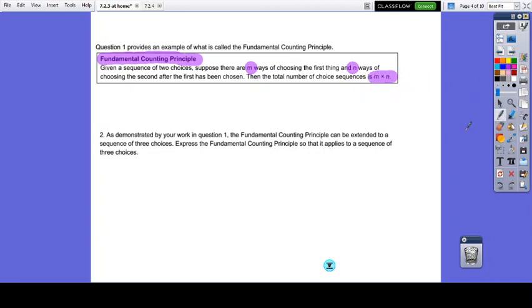If you flip your page, number 2 then says, as demonstrated by your work in question 1, the fundamental counting principle can be extended to a sequence of 3 choices. Express that so that it applies to a sequence of 3 choices. So however you want to do it, it's m times n times whatever you want to make this. I just made it p. Okay. So you could go to 4 choices times O, 5 choices times X, whatever you want to make it. You just keep multiplying to get the number of possible ways.